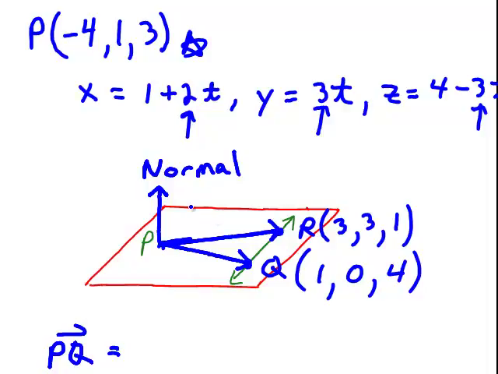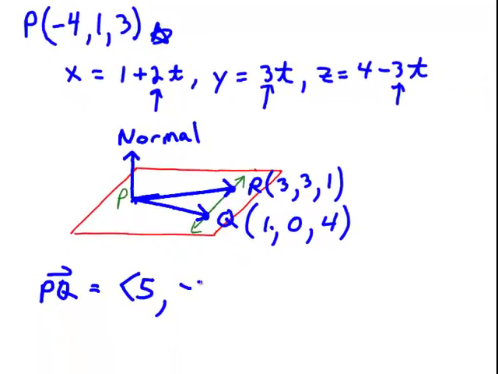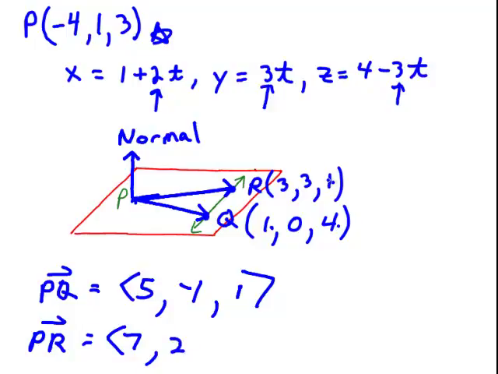Well, in the usual way, Q is the terminal point, P is the initial point. 1 minus -4 is 5 for the first component. 0 minus 1 is -1 for the second component. And 4 minus 3 is 1 for the third component. That's PQ. PR: 3 minus -4 is 7 for the first component. 3 minus 1 is 2 for the second component. And 1 minus 3 is -2 for the third component.